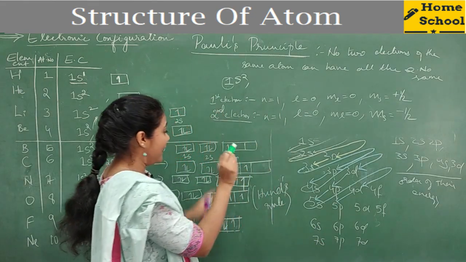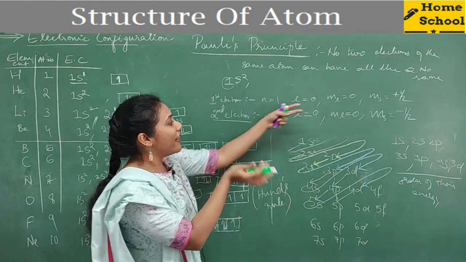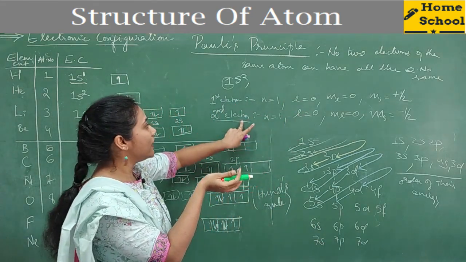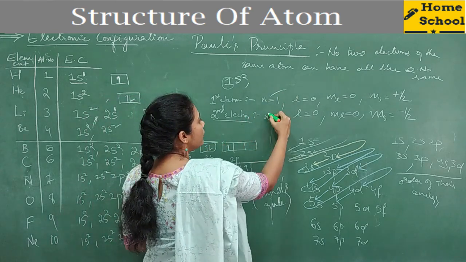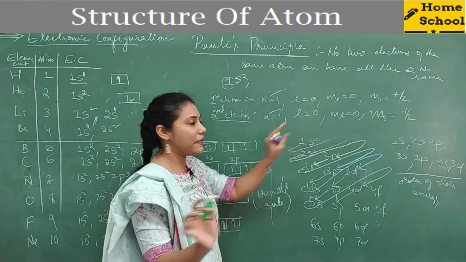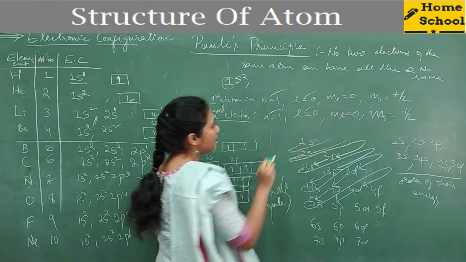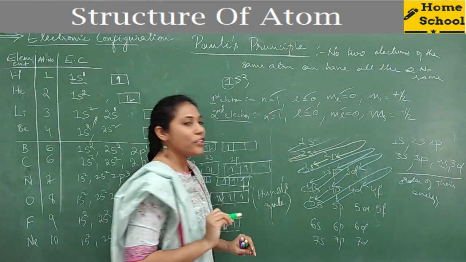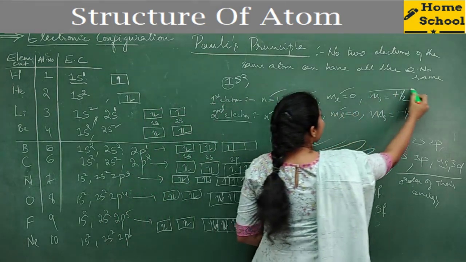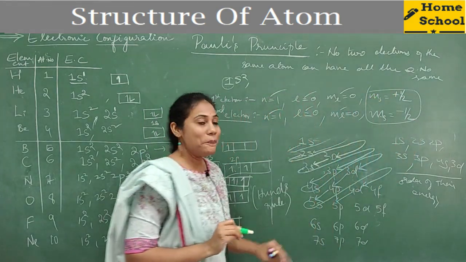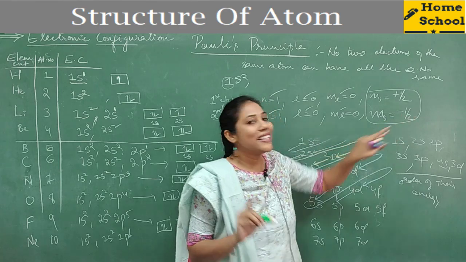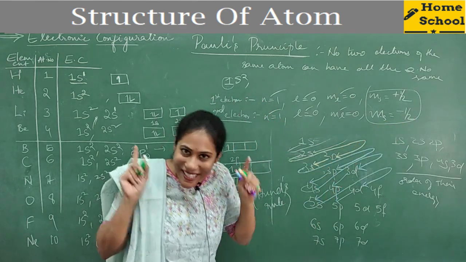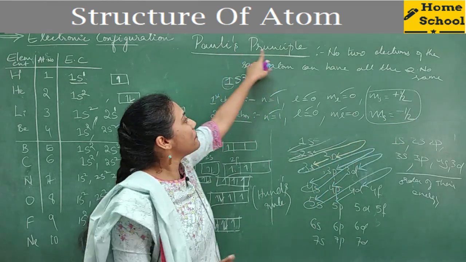See, now you observe. Say which quantum numbers are same for both the electrons? N value equal to 1, N value equal to 1. This quantum number is same. Here, this quantum number is also same for both electrons. This quantum number is also same for both electrons. But do you have same value for spin quantum number? One was having plus half, the other was having minus half. This is what we mean by Pauli's principle.